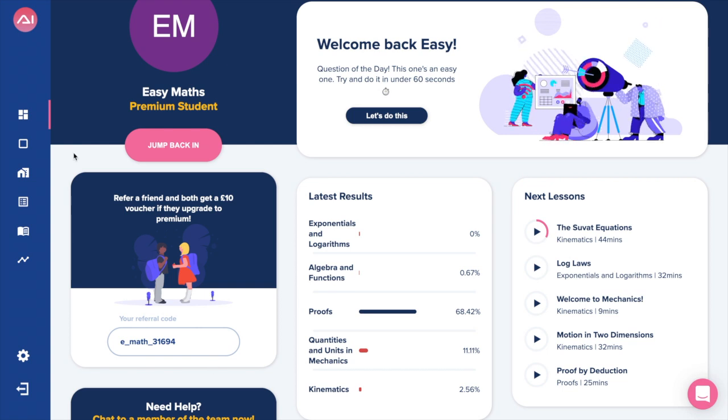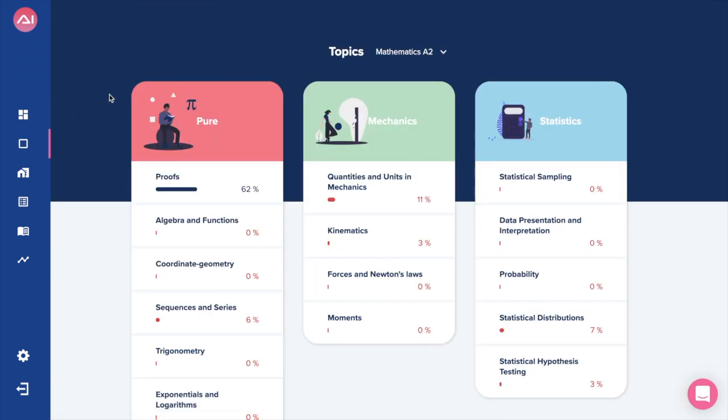On the left-hand side, you'll see that there are these different tabs. You've got the dashboard, topics, homework, syllabus, exams, and progress. Let's have a look at each of these tabs and see what features they offer. This is the topics tab. This menu shows a list of all the topics for both the AS and A2 maths syllabus. You can change between the two by clicking on this downward arrow. You'll see you've got Mathematics A2 and Mathematics AS.